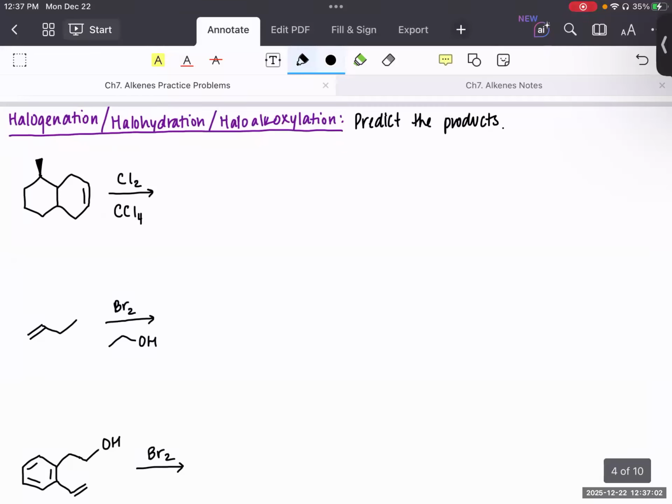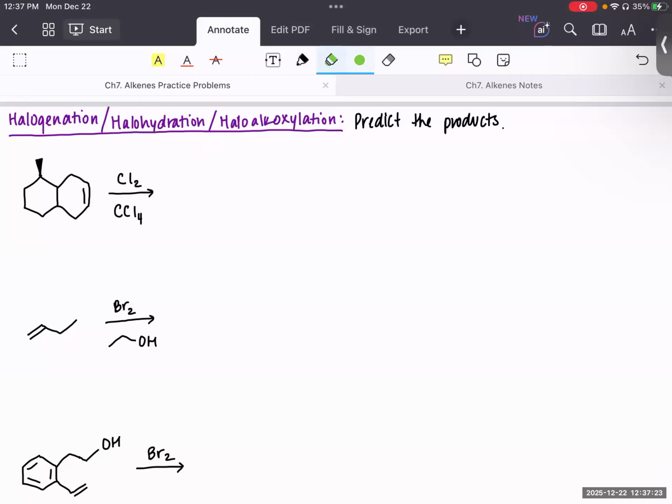Hi everyone, this is the solution key to part 4 of the Alkene practice problem set. In this one we're focusing on the halogenation, halohydration, and haloalkoxylation reactions. If you haven't done so already, I recommend watching part 4 of the Alkene note series, which goes through the details of this reaction prior to doing these problems.